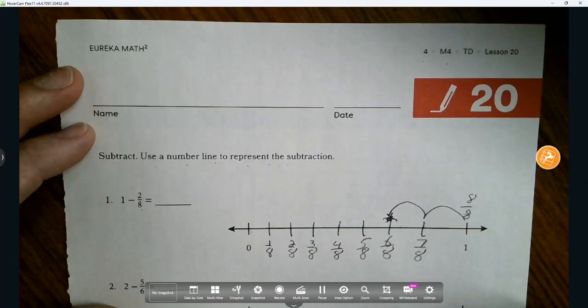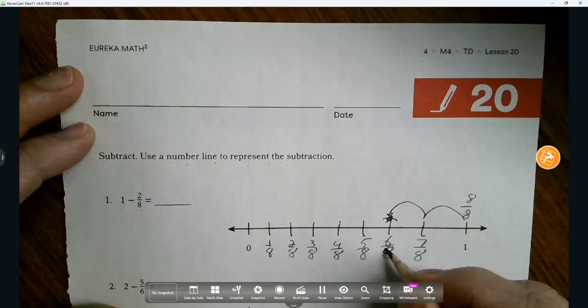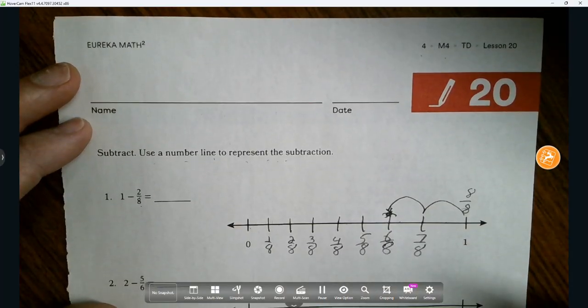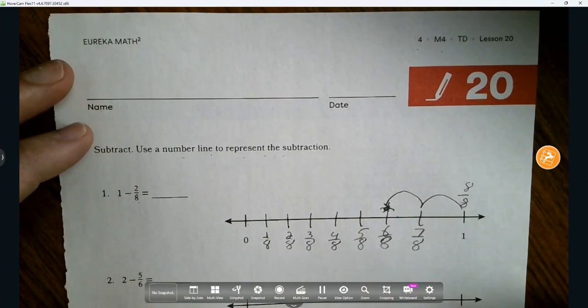Why I wrote it up there, I really don't know, but I did. All right, and yes, I know my handwriting is not the best. I need to slow down, but I can read it. Hopefully you can read it.